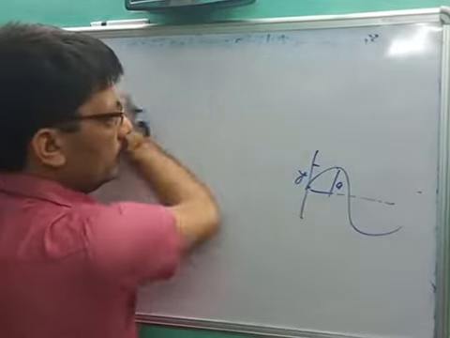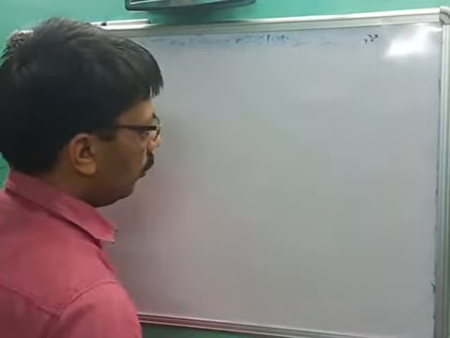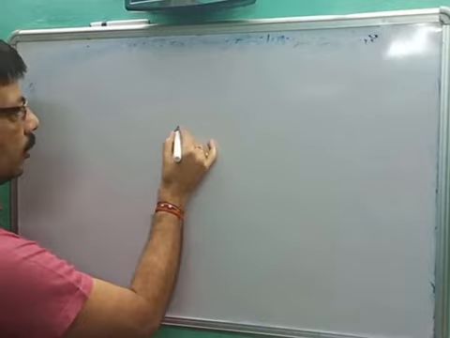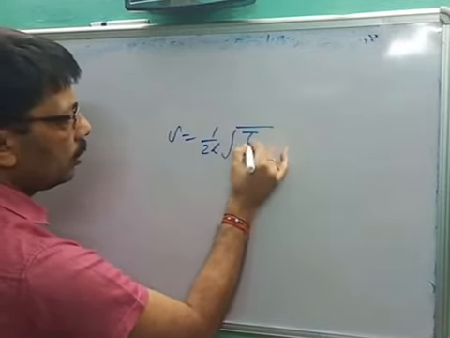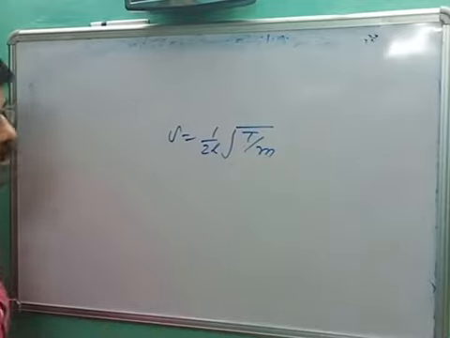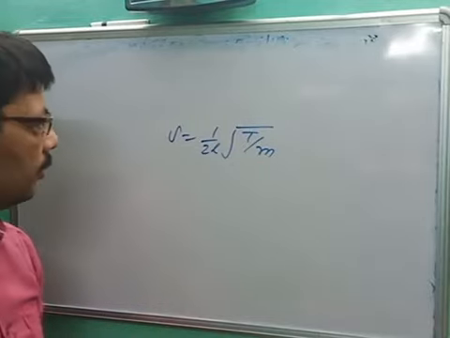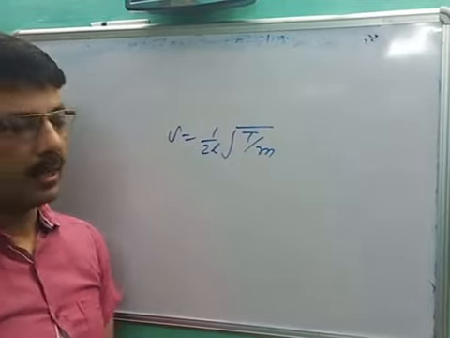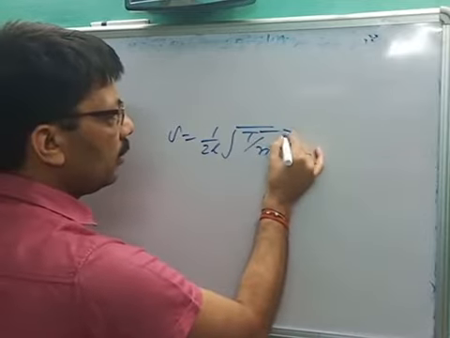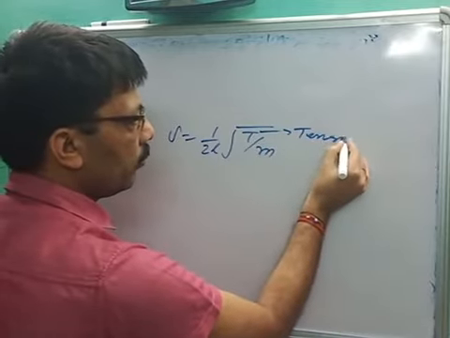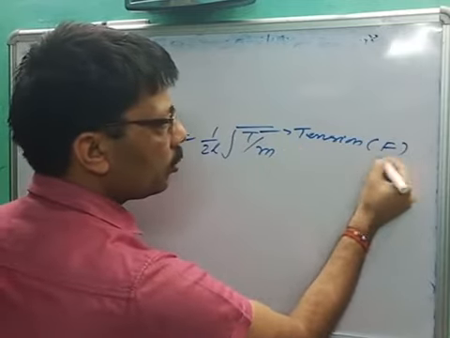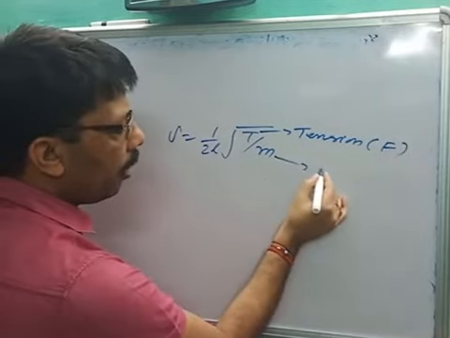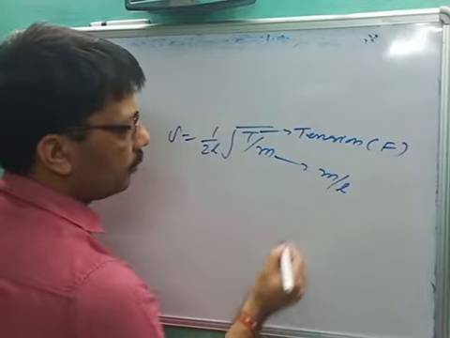Okay. Let's suppose one critical question is given like nu is equal to 1 upon 2L under root T upon M. That is a very important question. Many times that question is asked, and you have to check whether it is correct or incorrect. Here T is for tension. It is not surface tension. It is tension, and tension is equal to force. M is for mass per unit length.